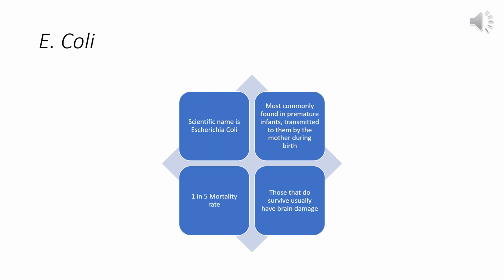It is the second most common in premature babies, and typically it has a 1 in 5 mortality rate. This is commonly found in premature infants. It's transmitted by the mother during the birth. Of those that do survive, the 4 out of 5, usually have brain damage as they go on with life.